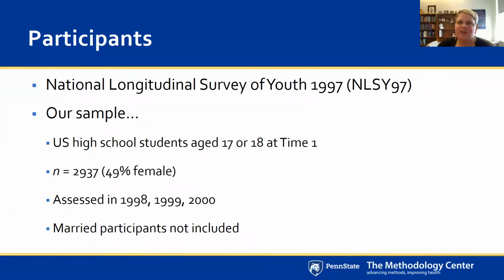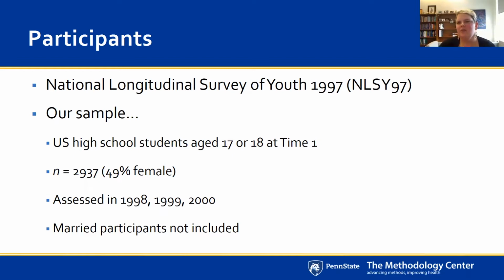These data were from the National Longitudinal Survey of Youth 1997, or the NLSY 97. In this particular case, we really narrowed our sample to focus on people who are very similarly aged. So we were just looking at US high school students age 17 or 18 at time 1 and looking at those transitions post high school. There were just over 2,900 of them, slightly less than half of them were female. And if you're interested in these data, we happen to use the waves from 98, 99, and 2000. As a side note, married participants were not included.